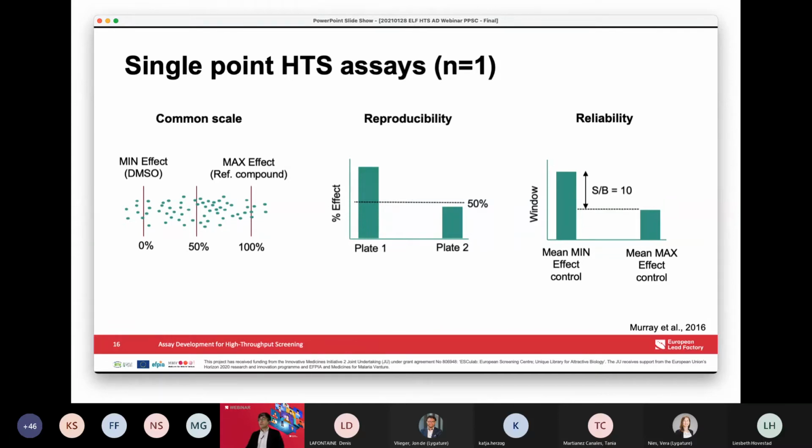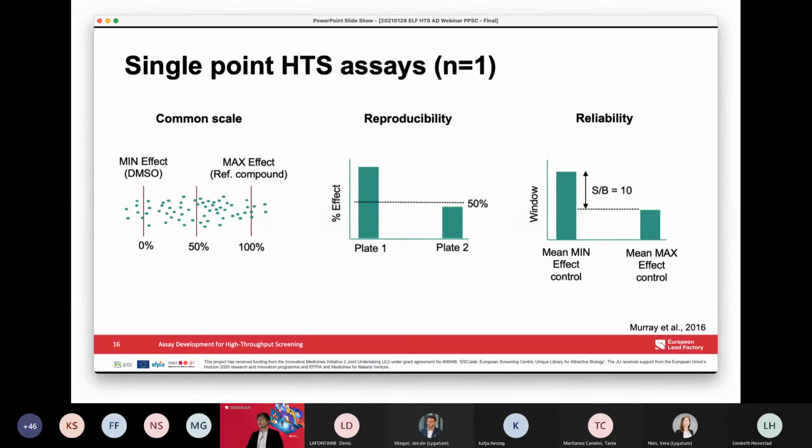The typical errors may actually go beyond your max and min, but in some cases your reference compound may actually be less potent than the hit that you're finding. And in other cases, maybe you're looking, for example, for an activator, but in the library there are compounds that result in inhibition of your target.